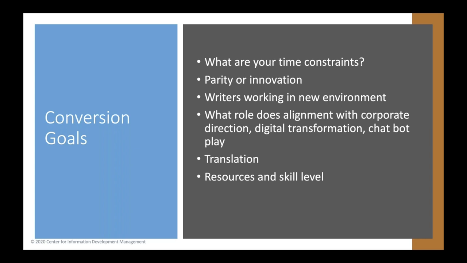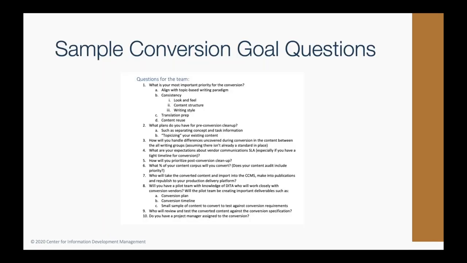Finally, what are the resources that are available to you, and what is the skill level of your writers? Do you need to build expertise before you can get started? Do you have a formal information model defined? Do you have someone who can make decisions about the disposition of content? Do you have an information architect or a content strategist who's going to be working as part of the core team for your content conversion?